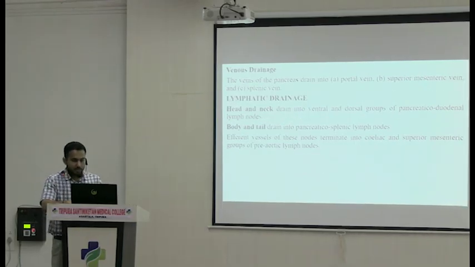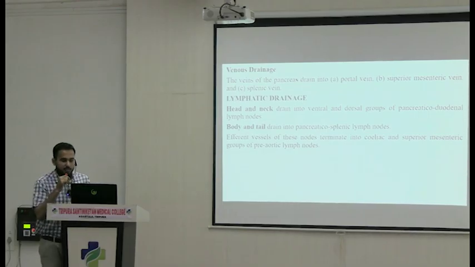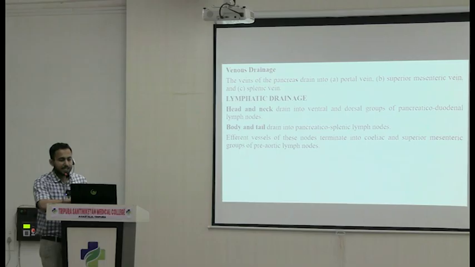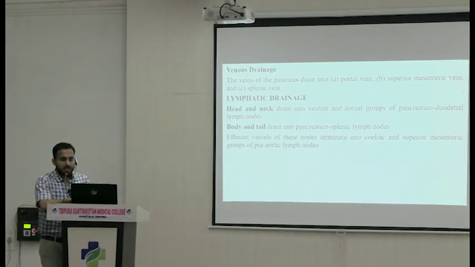Next, in case of venous drainage, the pancreas is mainly drained by the portal vein, superior mesenteric vein and the splenic vein. First it will go to the splenic vein and superior mesenteric vein, followed by the blood going to the portal vein. Next, lymphatic drainage: for the head and neck it is different, and for the body and tail it is different, as you can see in the slide.